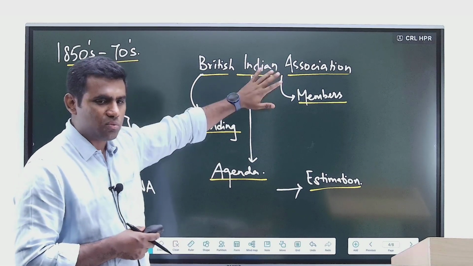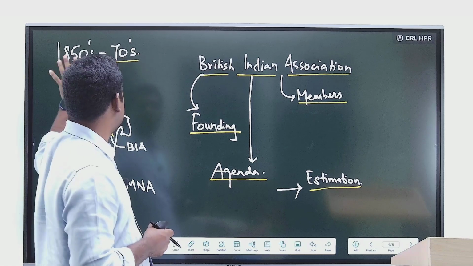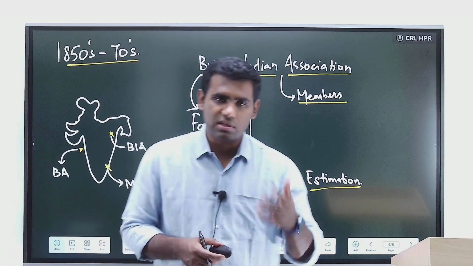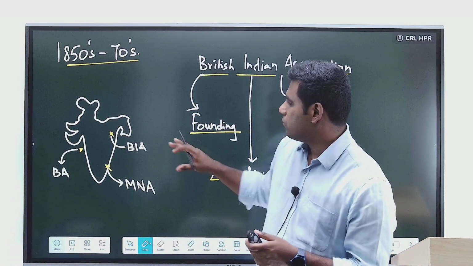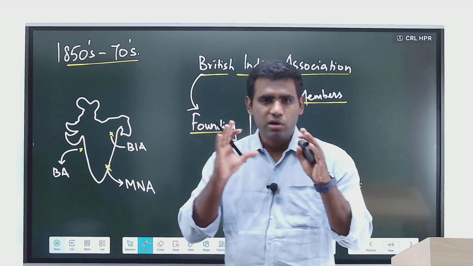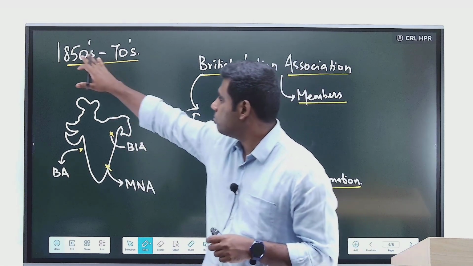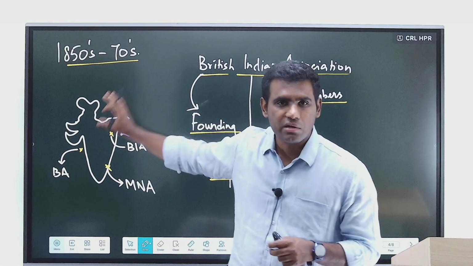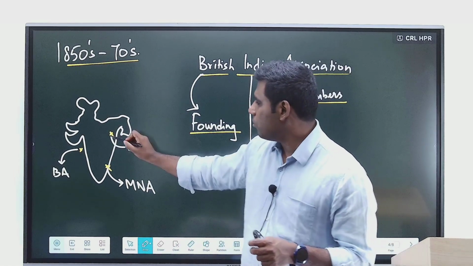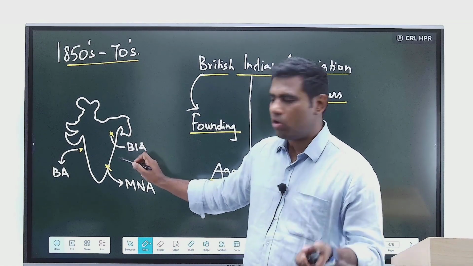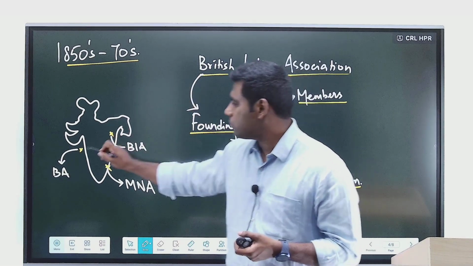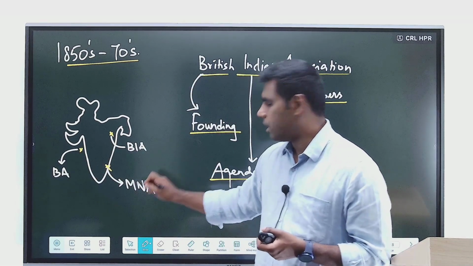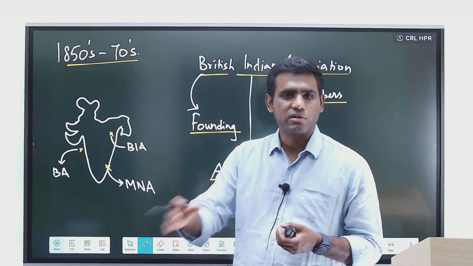Right? So this would be a body which actually emerged in the first phase of formation of associations and political bodies. So we have three important political bodies which were formed between the 1850s and 1870s in three different parts of India. In Bengal, the association that was formed was the British Indian Association. In Bombay, it was called the Bombay Association. And in Madras, it was called the Madras Native Association.